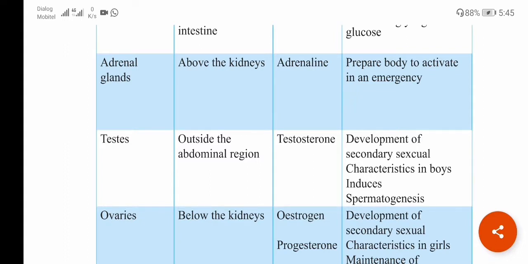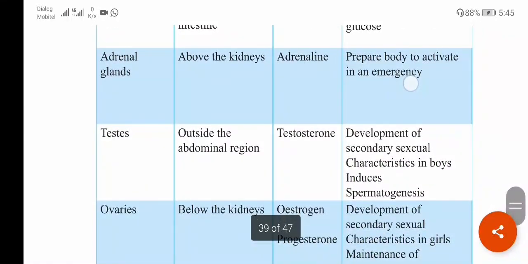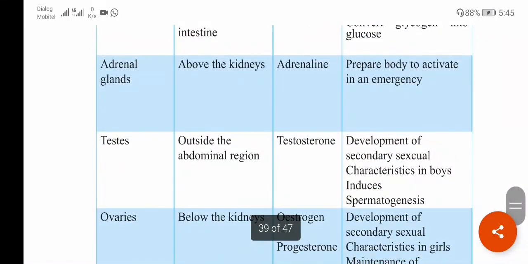Testis: the location is outside the abdominal region. What is the hormone secreted by the testis? Testosterone. What is the function? It develops the secondary sexual characteristics in boys and also induces spermatogenesis, the production of sperms.